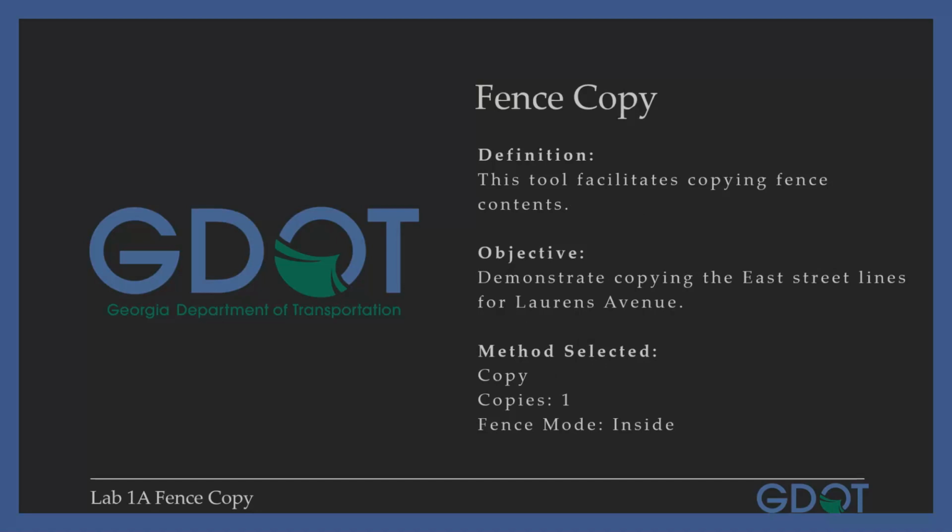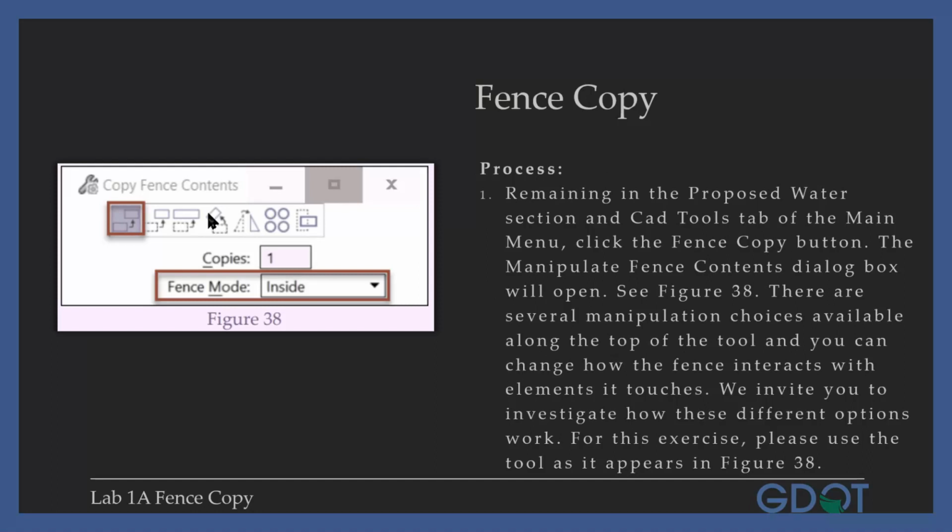Welcome to the fence copy segment. The fence copy tool facilitates copying fence contents. The objective of this lab is to demonstrate copying the East Street lines for Lawrence Avenue. Remaining in the proposed water section of the CAD Tools tab of the main menu, click the Fence Copy button. The Manipulate Fence Contents dialog box will open, as depicted in Figure 38.